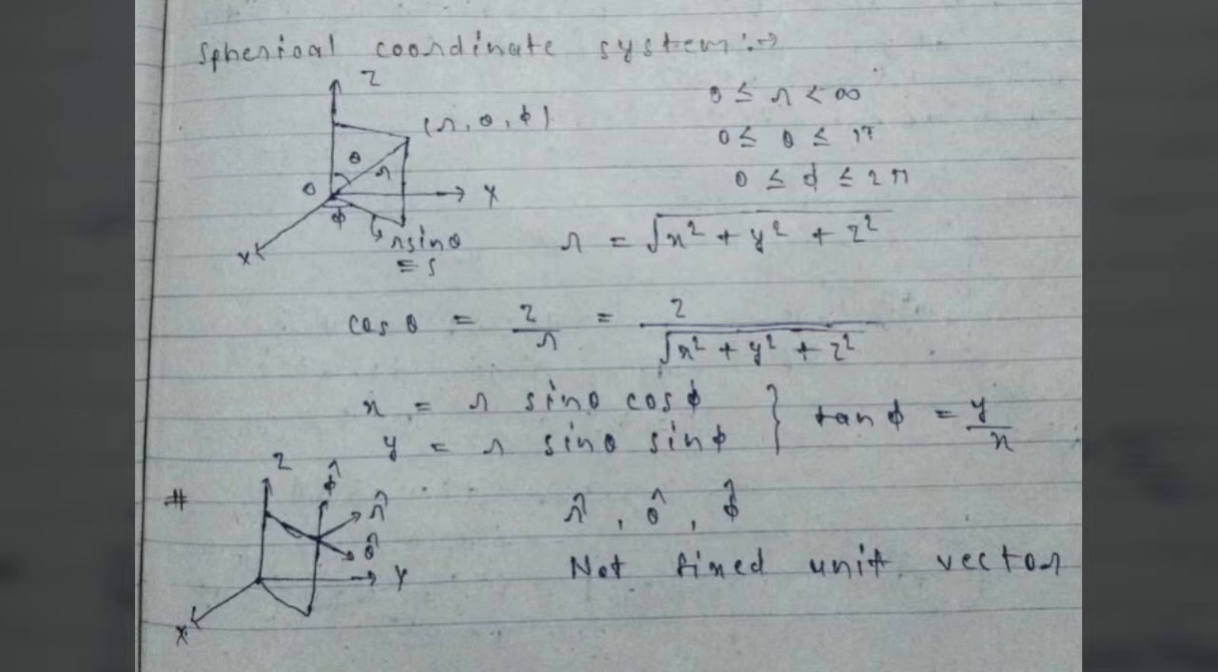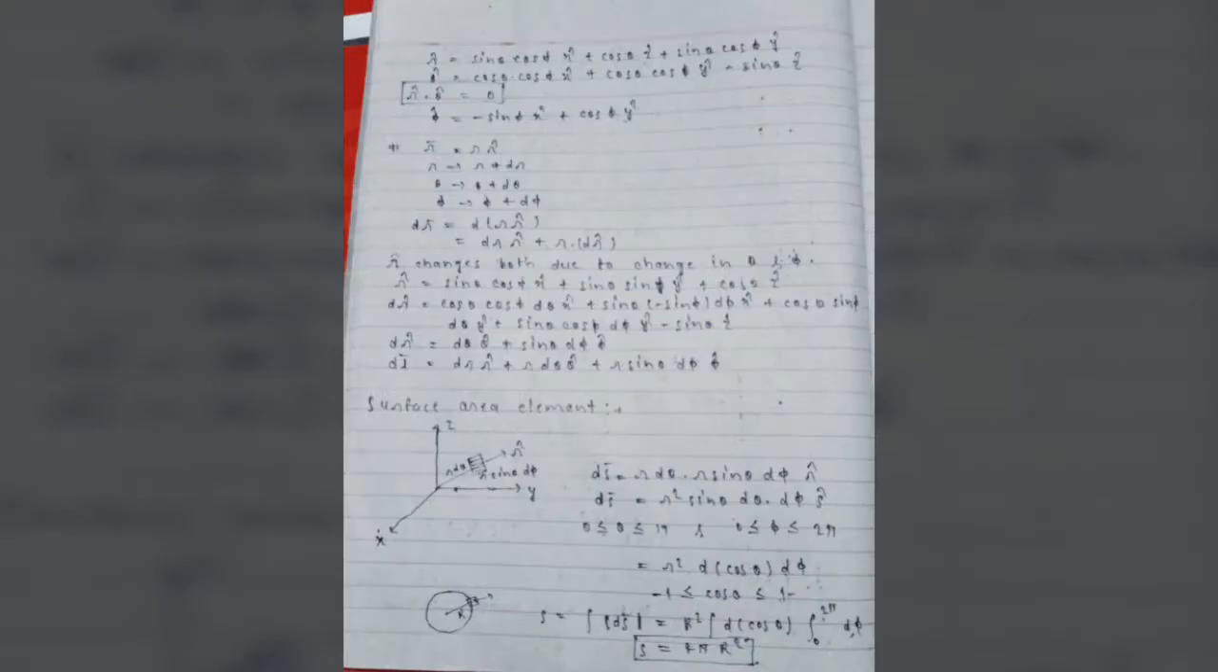And this forms a coordinate system which is perpendicular. The three unit vectors are perpendicular to each other, but none of these vectors, r or theta or phi, are fixed in space. So they are not fixed unit vectors. As you change the position, they also change. Let us write them in terms of x, y and z unit vectors.